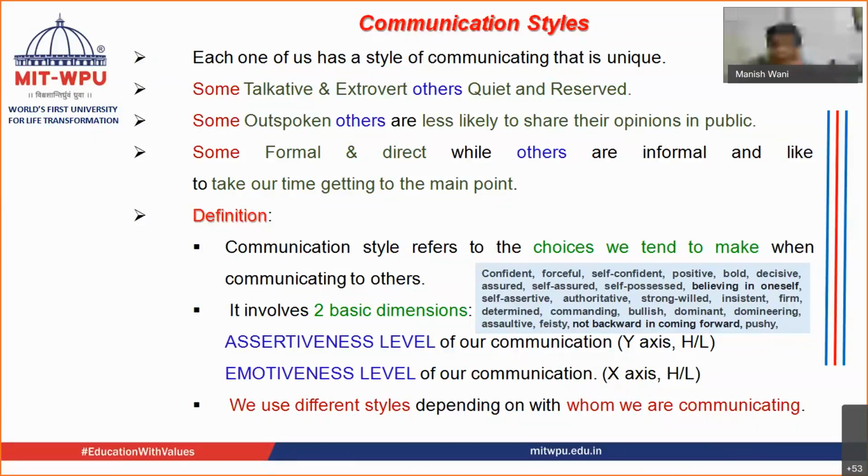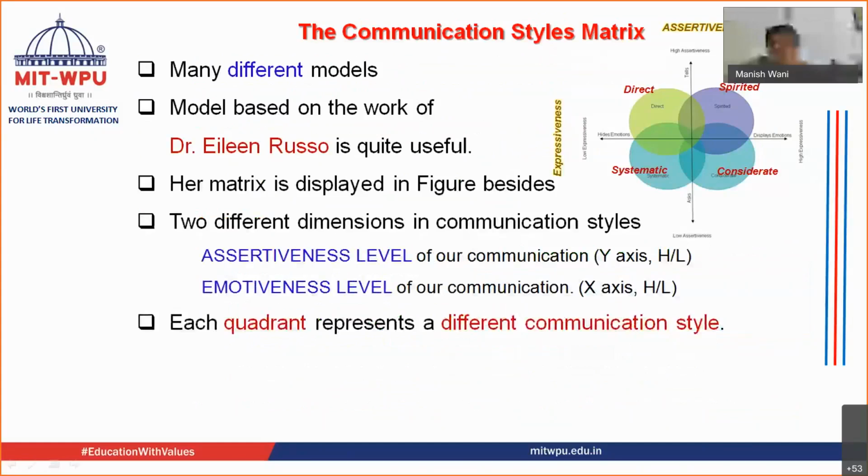Assertiveness is on the y-axis. So you have someone with very high assertiveness, and someone with very low assertiveness, and expressiveness is on the x-axis. You have someone with high expressiveness, and someone with low expressiveness, depending upon what kind of person they are and how they express.